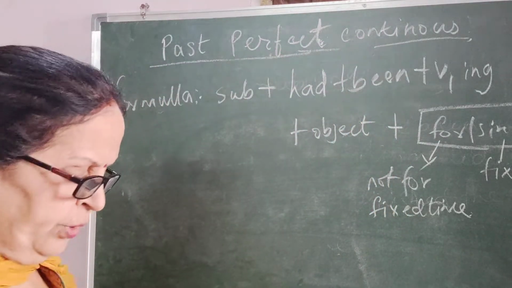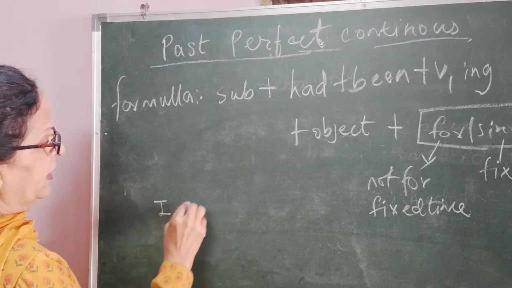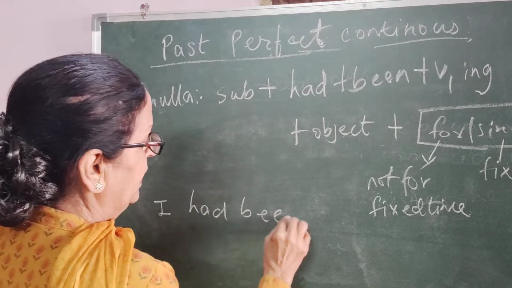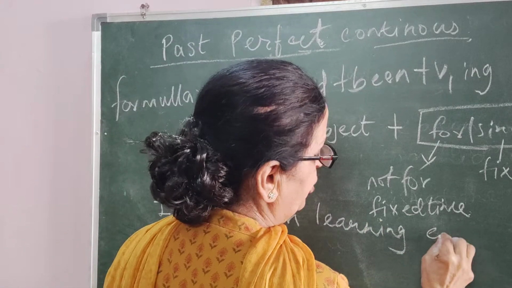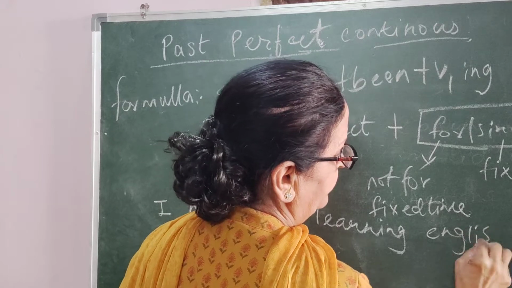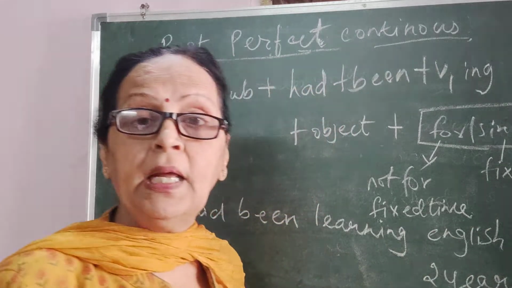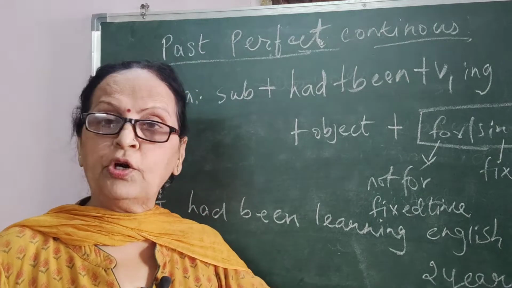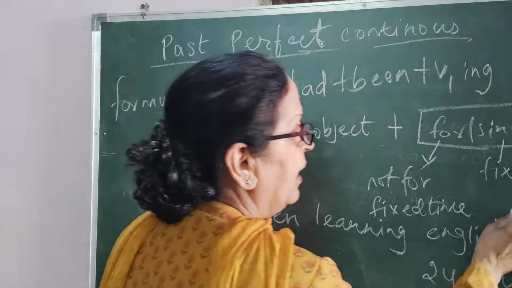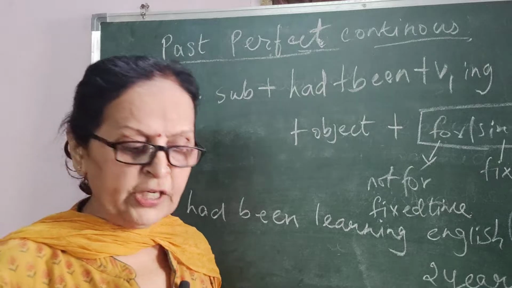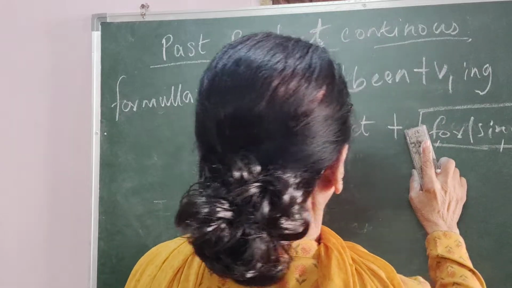So let us move according to the sentence. If I write down I is my subject, had been learning, मैं पढ़ रही हूँ ना, I had been learning English for 2 years. मैं 2 साल से पढ़ रही हूँ, लेकिन मुझे the years are not confirmed. Either it is from 19 to 20 or 20 to 21. That's why I have used for, because the period is not fixed over here. Very good. Now let us use one sentence for since and see what is the difference.